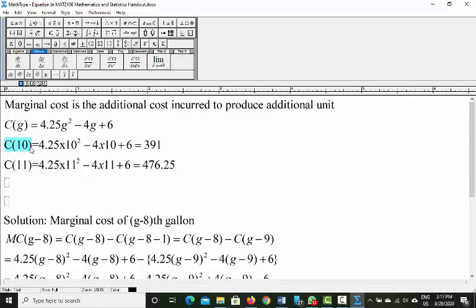That means if we produce 10 gallons of soybean oil, the total cost is 391 taka. But if we produce 11 gallons of soybean oil, then the total cost is 476.25 taka. So what is the cost of producing the 11th gallon? When you produce 1 more gallon of soybean oil, it costs an additional amount.